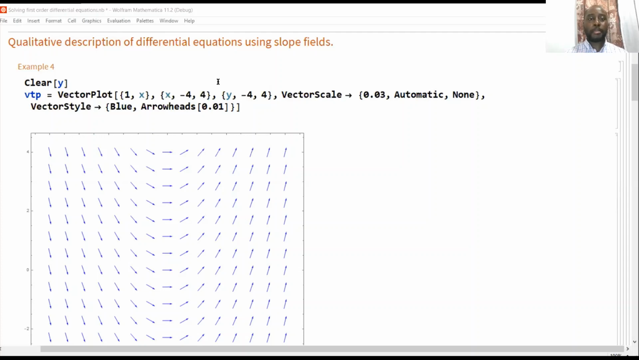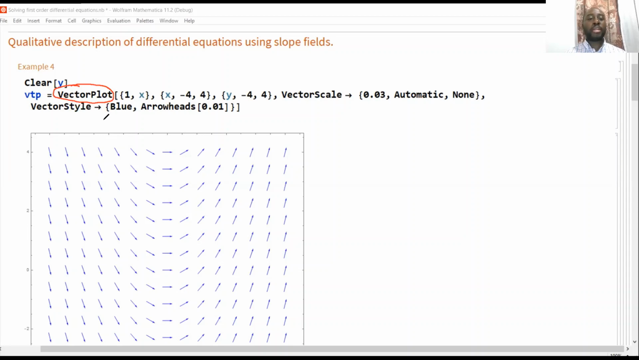Okay, so in order to generate a slope field, I use an inbuilt function in Mathematica called VectorPlot. Its name does exactly what I wanted to do. It plots vectors on a grid.